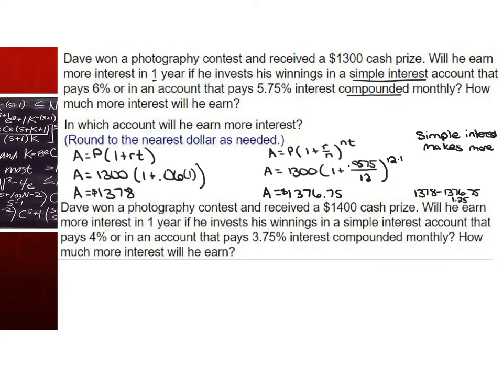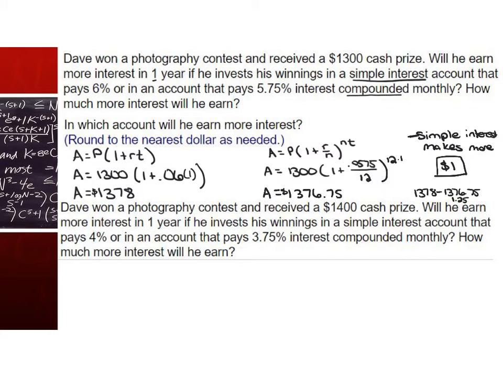Since we're rounding to the nearest dollar, that's basically by $1. So you only choose A or B, choose the one that says simple interest is bigger, and the number in the box is just the $1.